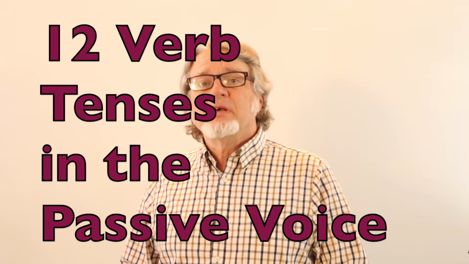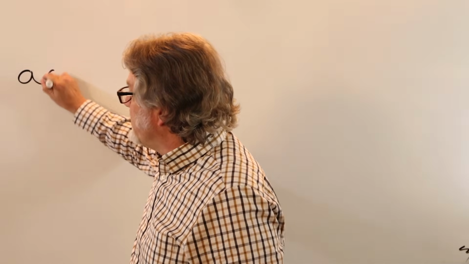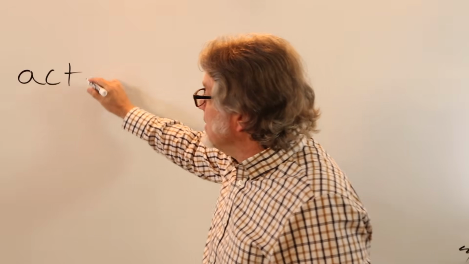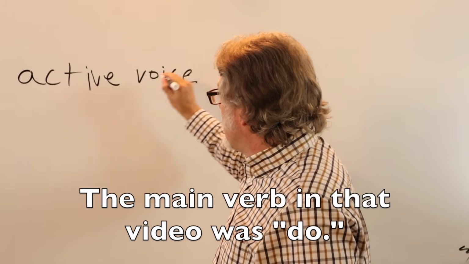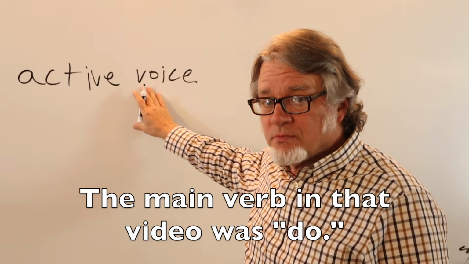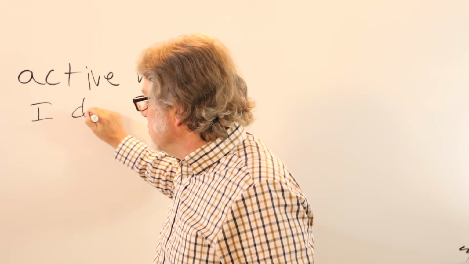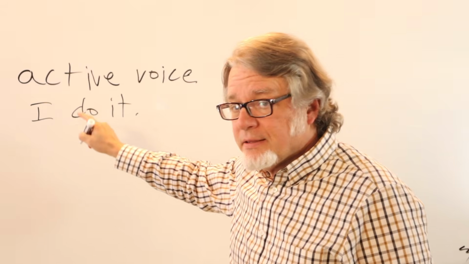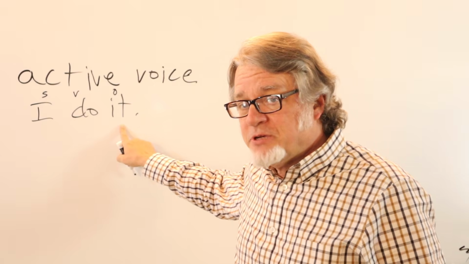In this video, I'll show you how to put 12 verb tenses in the passive voice. In the previous video, I showed you the 12 verb tenses in the active voice. I didn't use this term, but that's what they were in. An example is "I do it." This is the subject, here's a verb, and then this is an object.